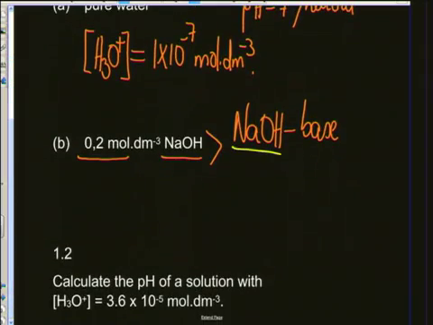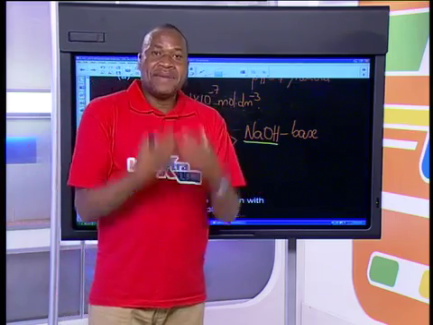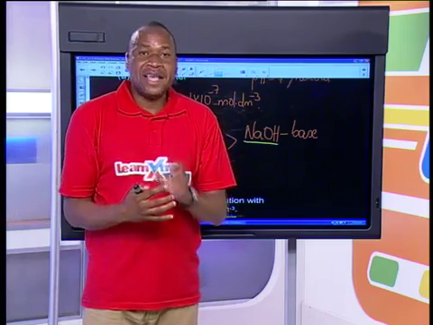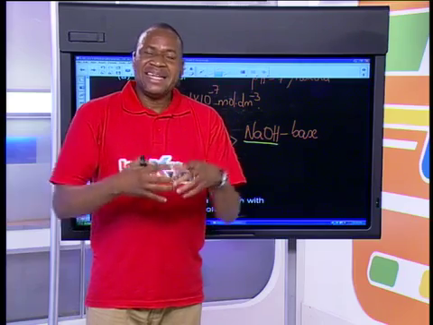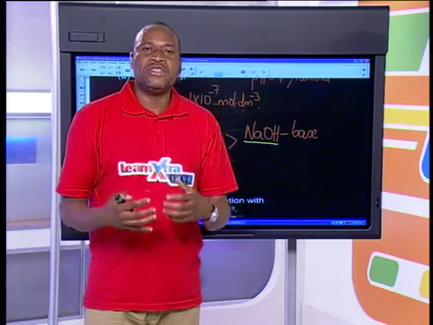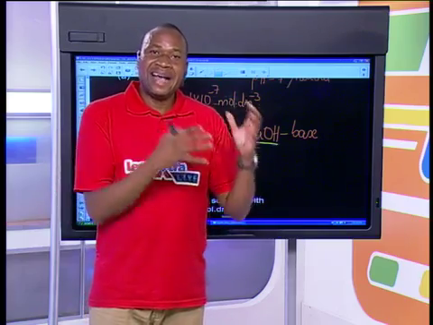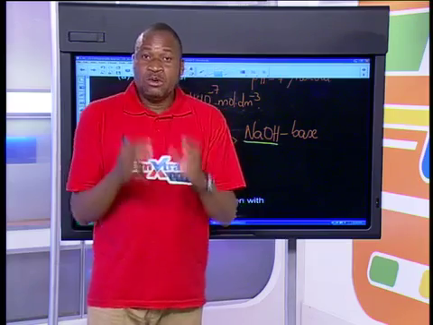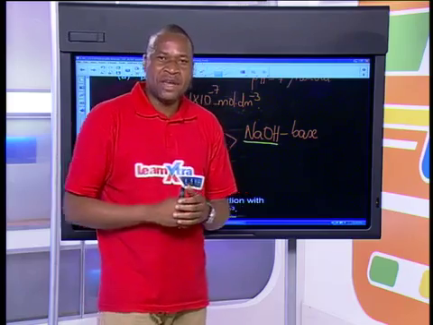Well, the reason is, when we talk of a basic solution, it doesn't mean that we don't have hydronium ions there. What it means is that we've got hydronium ions, but in a very, very low concentration compared to their counterparts, in this case the hydroxide ions that are there. So in a solution of sodium hydroxide, you need to know that we do have hydronium ions.